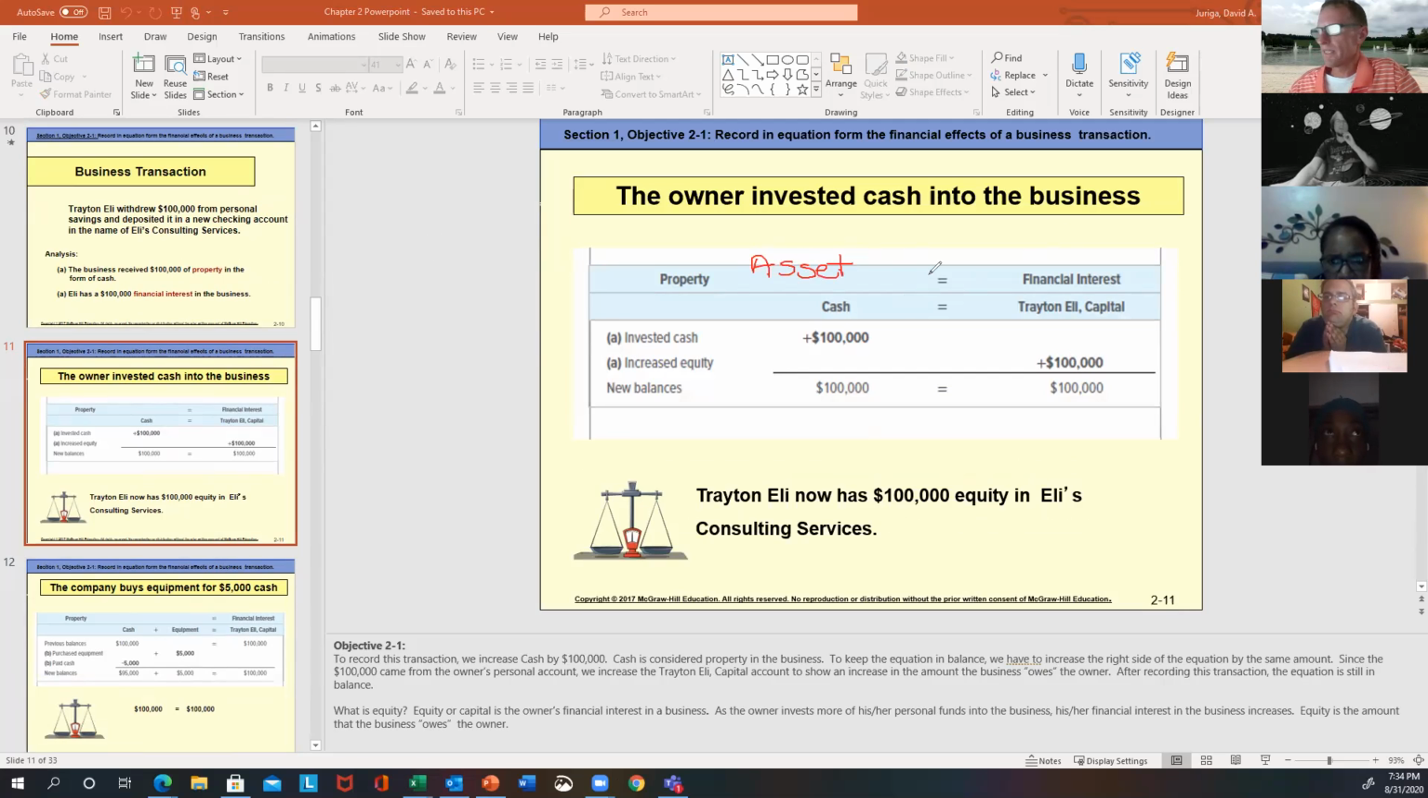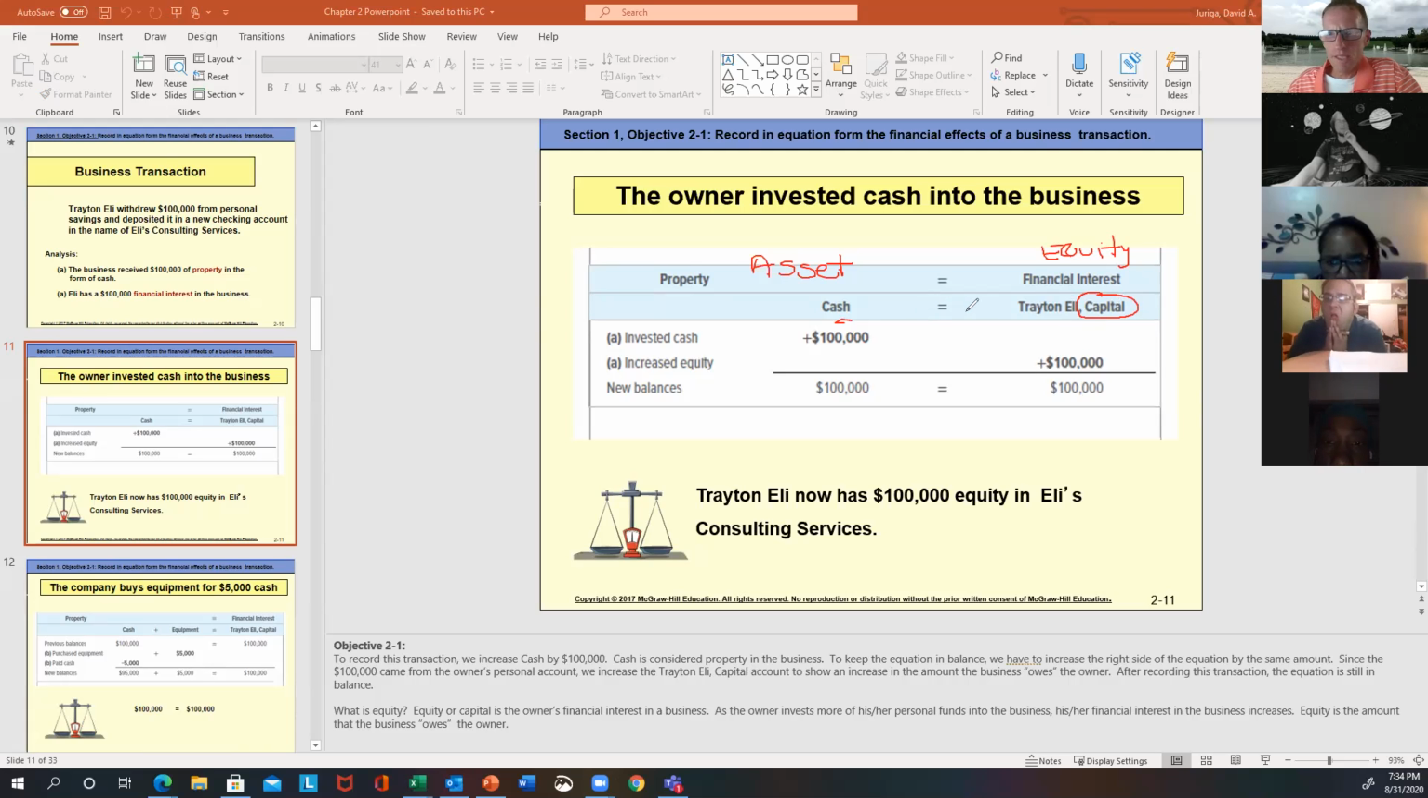And then, of course, because this is an investment, they like to use this capital account, Trayton Eli Capital. That's going to be the account name we use for investments. That's going to be on the equity side of the equation. So notice the equation always has to balance. So we're plus 100,000 cash, that's an asset, and you're going to say plus 100,000 in the capital.